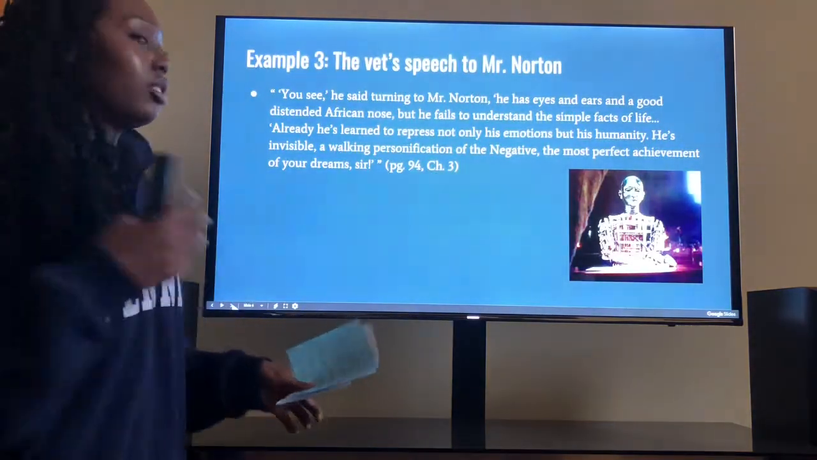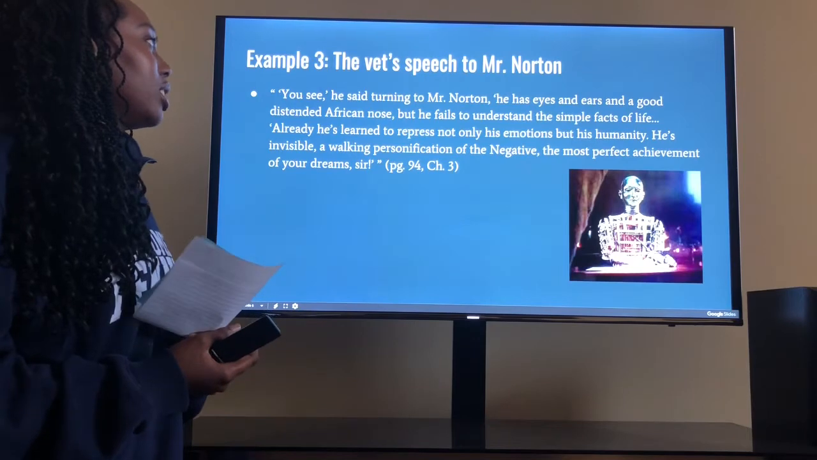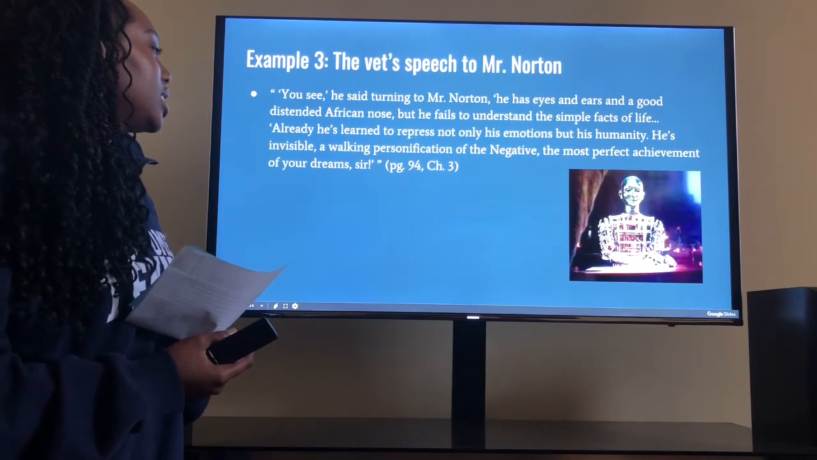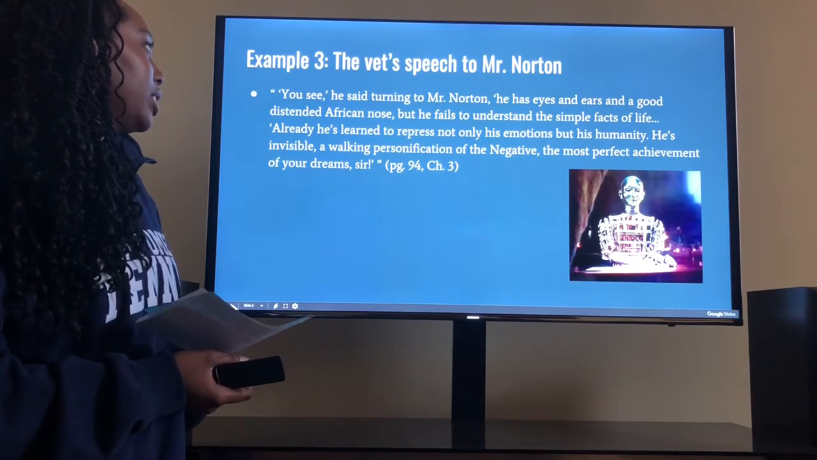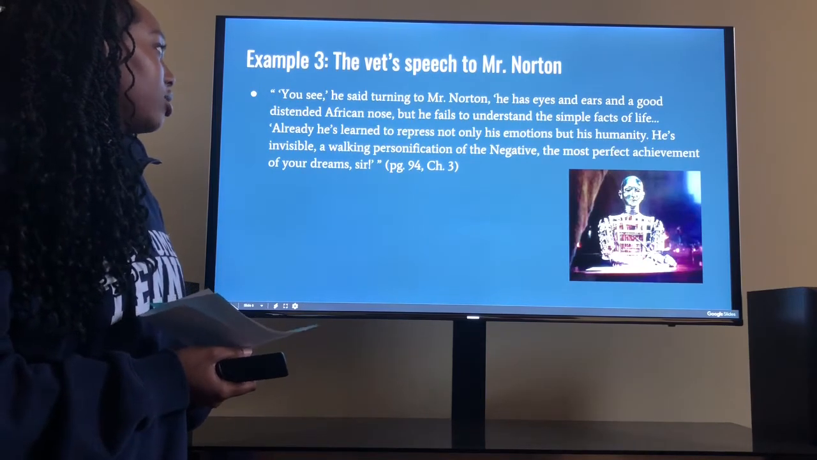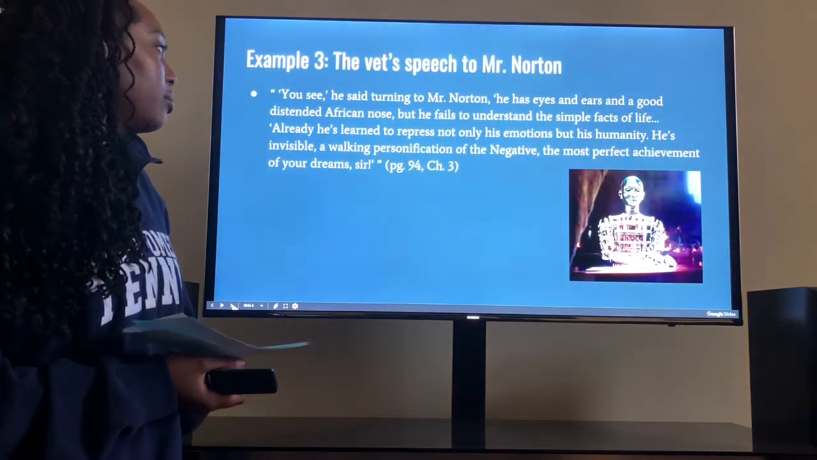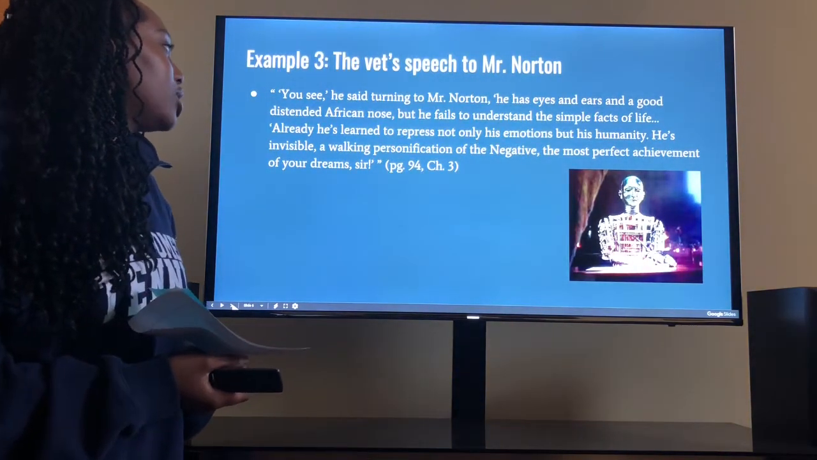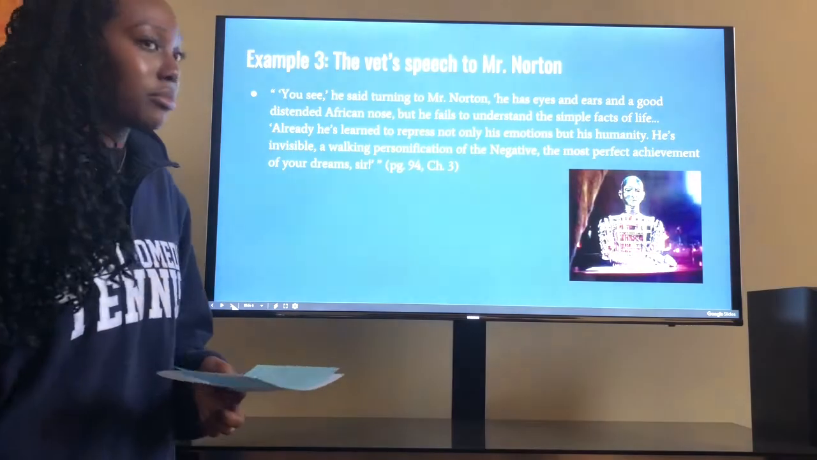And so in the quote it says, "You see," he said, turning to Mr. Norton, "he has eyes and ears and a good distended African nose, but he fails to understand the simple facts of life. He's learned to repress not only his emotions, but his humanity. He's invisible, a walking personification of the negative, the most perfect achievement of your dreams, sir."